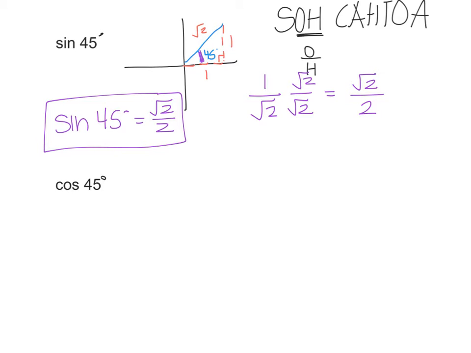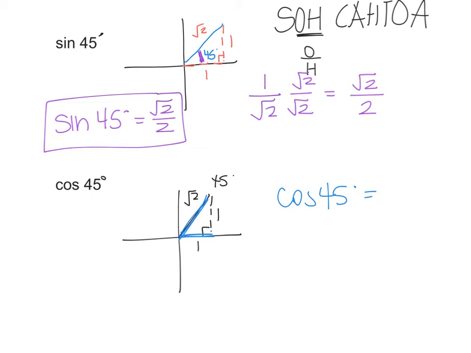Now, take a moment and see if you can figure out how to find the cosine of 45 using the same method that we just did. Okay, so hopefully you figured out that it's the exact same thing. If I have 45 degrees here, I can drop it down, 90 degrees, 1, 1, root 2. And my cosine would use my horizontal and my hypotenuse. So the cosine of 45 degrees would be equal to 1 over square root 2, and we can't have that. So the cosine of 45 degrees is root 2 over 2.